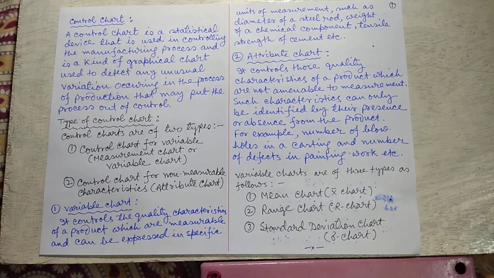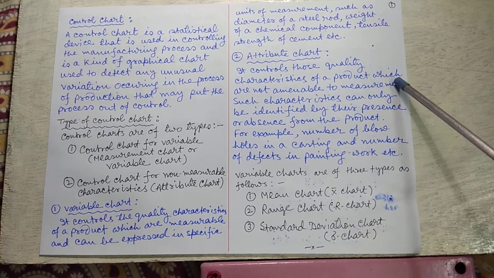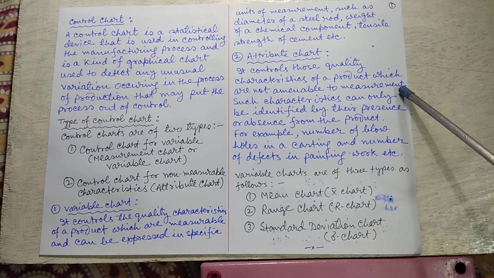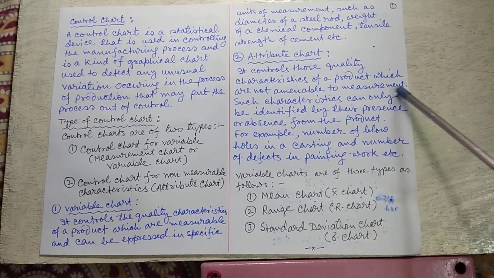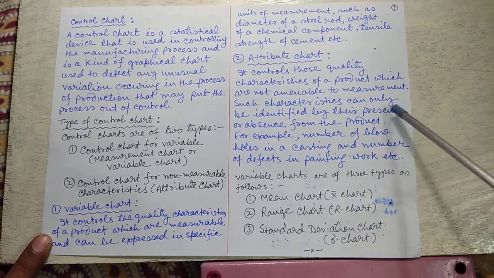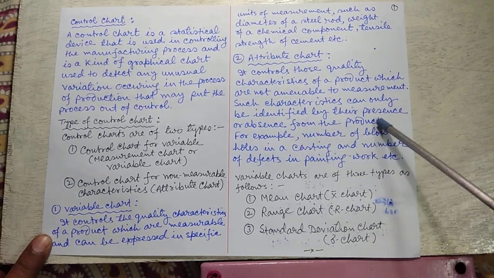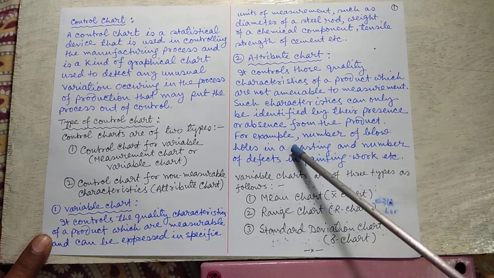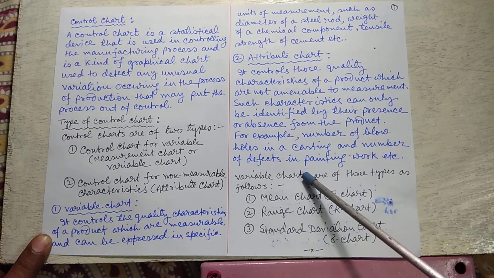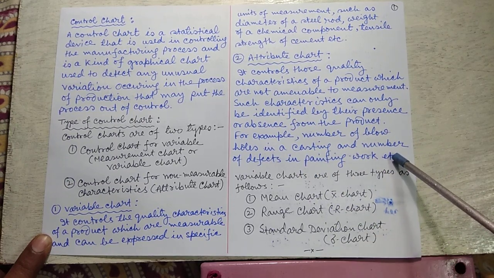Now, what is attribute chart? Attribute chart controls those quality characteristics of a product which are not amenable to measurement, that is, which cannot be measured or which are not measured for economy. Such characteristics can only be identified by their presence or absence from the product. For example, number of blowholes in a casting and number of defects in painting work, etc.